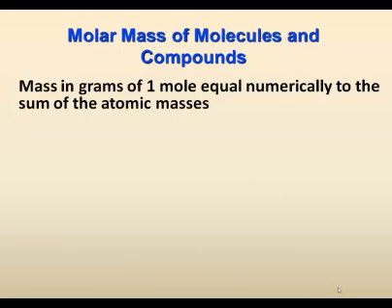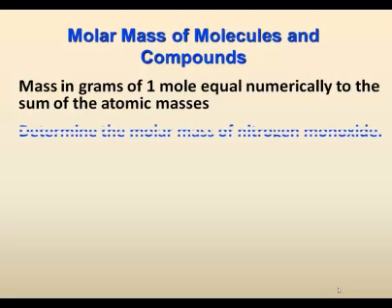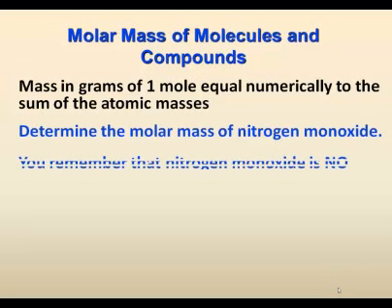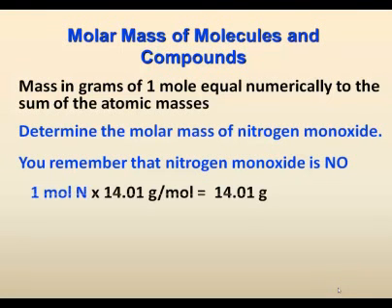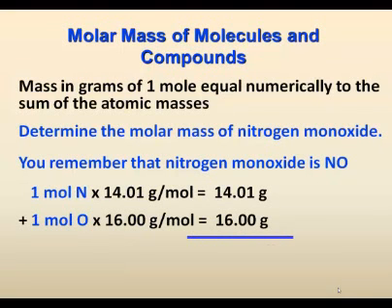We use it to count. Okay? So the mass in grams of a mole is equal to the sum of the atomic mass of a compound. Okay? Let's say we had a mole of nitrogen monoxide. You remember nitrogen monoxide is NO. Well, as you go through and calculate, you'll discover that when you add them together, the mass of 1 mole of nitrogen monoxide is 30.01 grams.